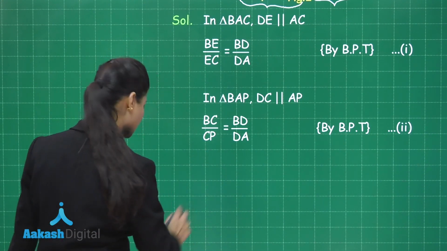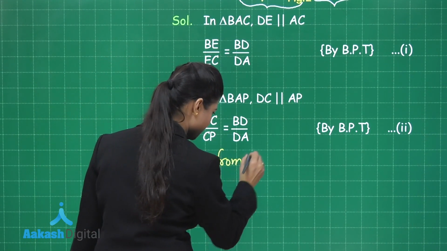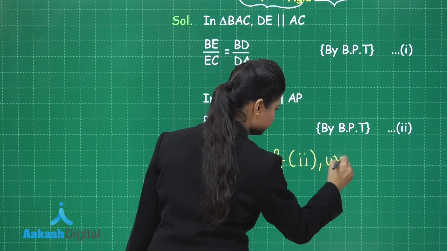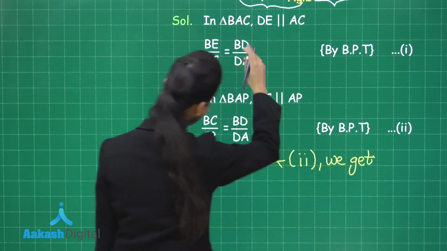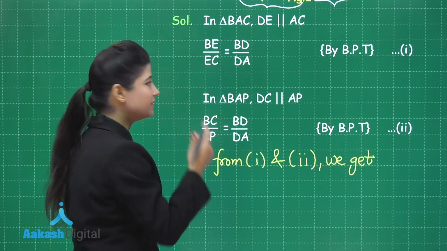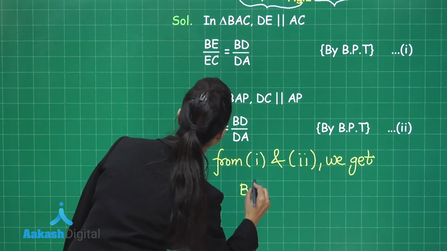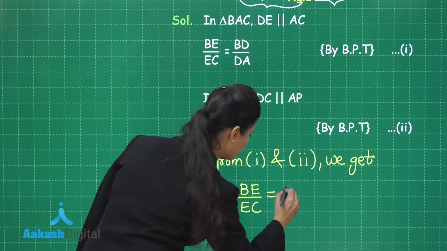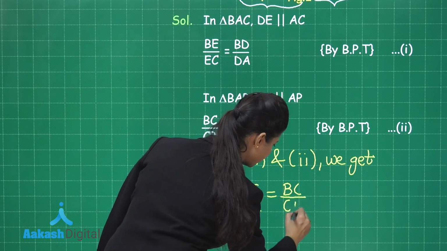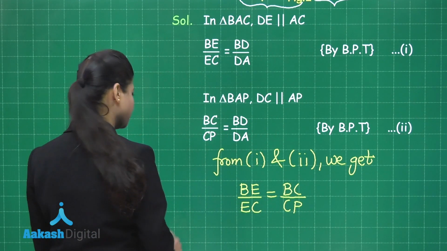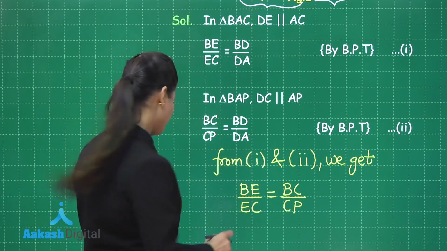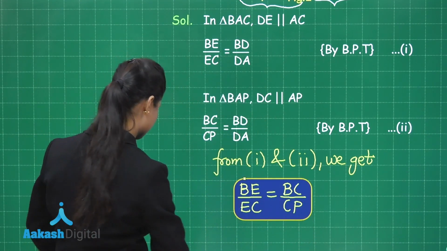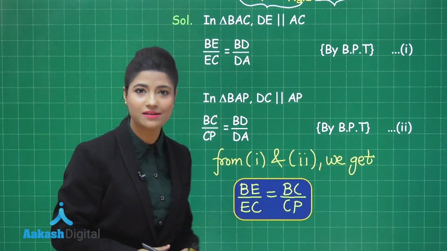So I can definitely conclude here from equation number 1 and equation number 2 that their right hand sides are already equal, so their left hand sides will be also equal. I get clearly BE upon EC is definitely equal to BC upon CP. And this is the required condition to be proved. And you have clearly proved over here that BE upon EC is equal to BC upon CP. So in this way, you have proved the required result.